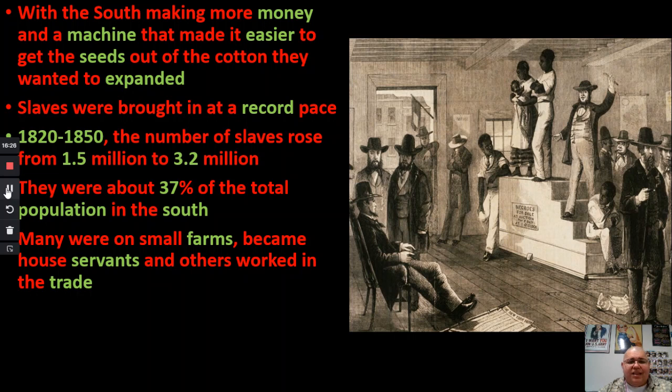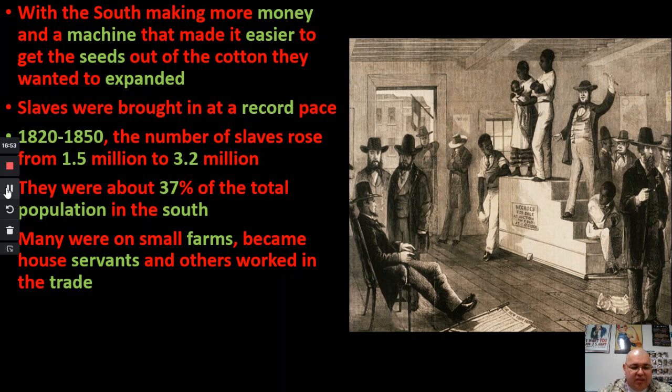And like I said in class, a lot of people who invent things, they invent them with good intentions. They mean well in their heart and soul, but in reality, it hurts people. And that's exactly what's happening here. It's hurting the slaves. So it's because of this that the slave trade expands like crazy.